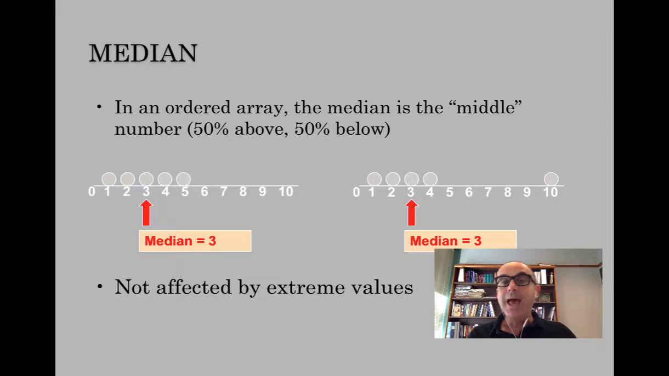The median is the middle number, 50% above and 50% below. But it is not affected by extreme values. So in this case, as in the previous slide, I use the same set, and as you can see, the median will remain the same and it is equal to 3.